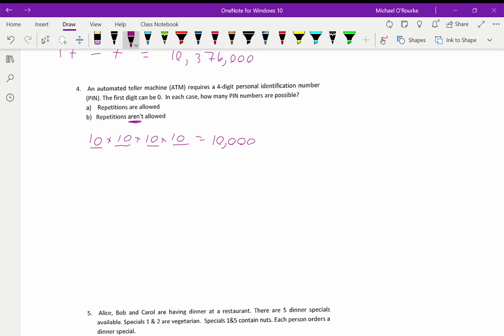If repetitions are not allowed, I should be really changing colors here. Is my color game yet?